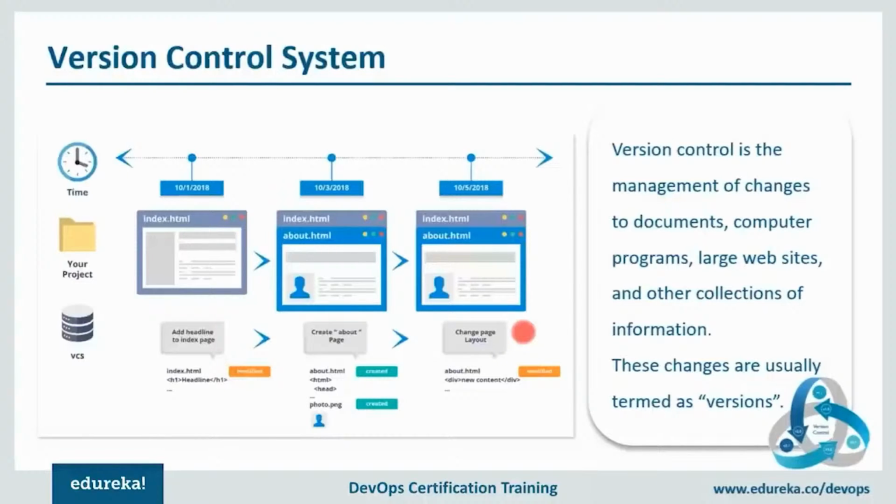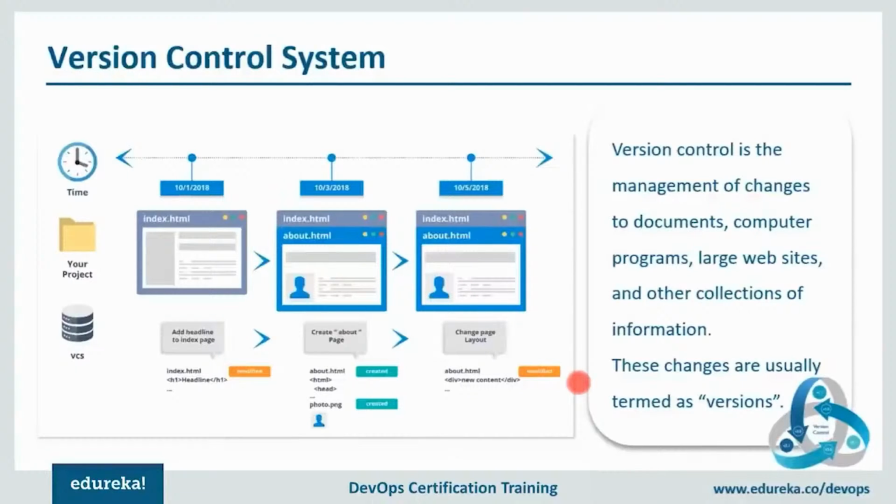So when I only have my index.html and I do not have any other web page, this can be considered as my first snapshot. And then when my about.html has been created and some photos have been added, this can be considered as my second snapshot. In a similar way, once the about.html has been modified, that is the complete layout has been modified, that can be considered as my third snapshot. So the three snapshots could be identified as version 1, version 2 and version 3.